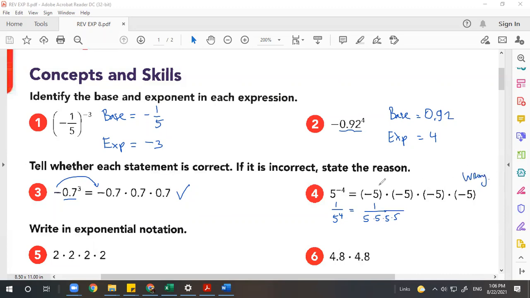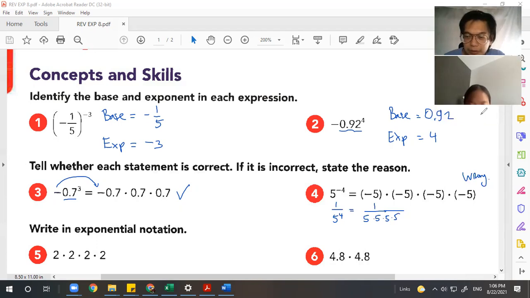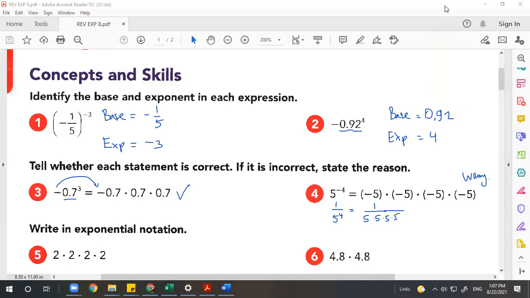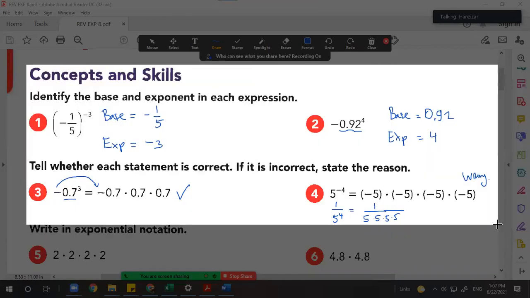Okay, state the reason. The reason is when I have the power of negative, it has to be the power of denominator. Okay, you have to put the number in the denominator. Make sense for you? For number 4, especially. Oh yeah, so number 4 is wrong. Okay, so I want to print screen and I'll send this to you later on. So this is only of concept and skill. So number 1 until 4 we are done.